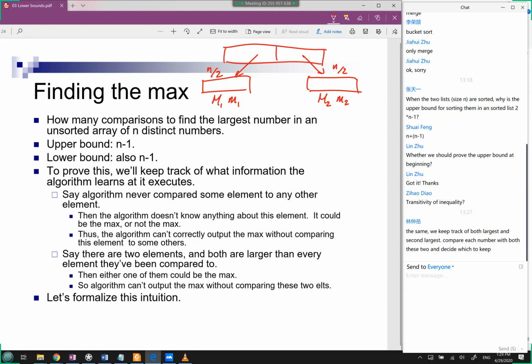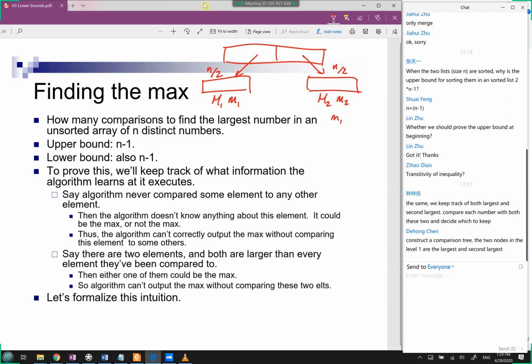All right, well, the overall max is going to be the larger of big M1 and big M2, right? Actually, so here are the comparisons that we need to do. I guess we can just compare little m1, construct a comparison tree. Two nodes in level 1.